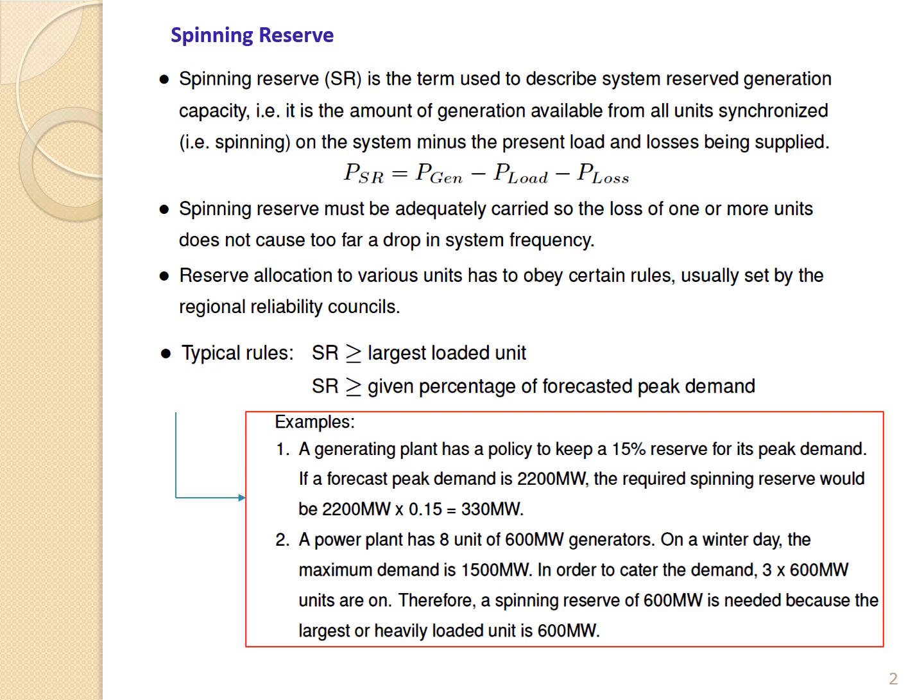Now the spinning reserve must be adequately carried so the loss of one or more units does not cause too far a drop in the system frequency, and also the reserve capacity requirements are set in such a way that they obey certain rules, especially those set by the regional reliability councils. The typical rules to calculate the spinning reserve for a given system are: SR is greater than or equal to the largest loaded unit, or SR is greater than or equal to a given percentage of the forecasted peak demand.